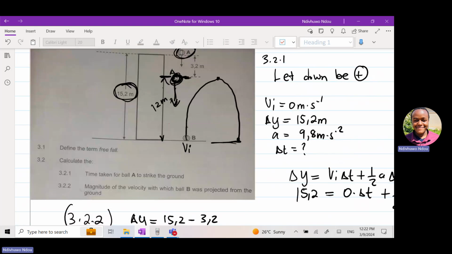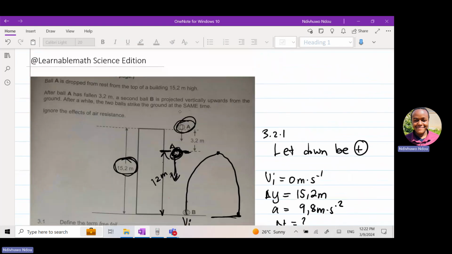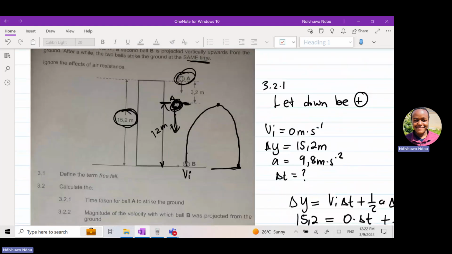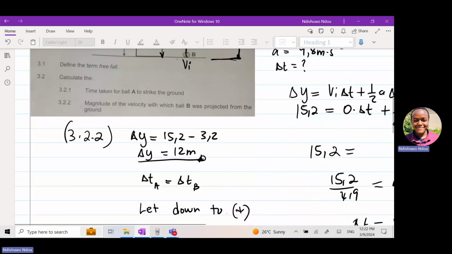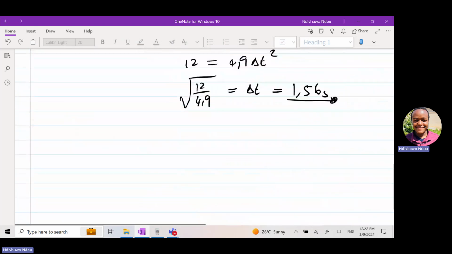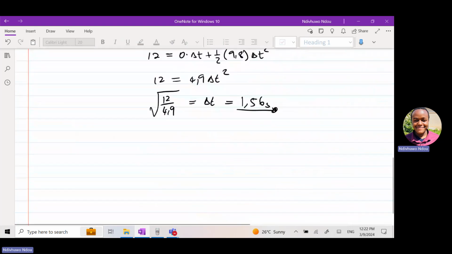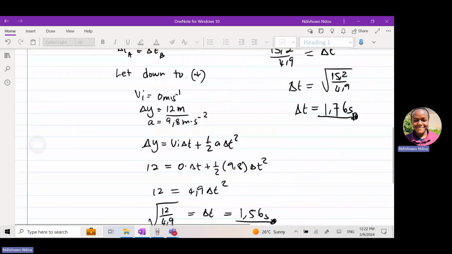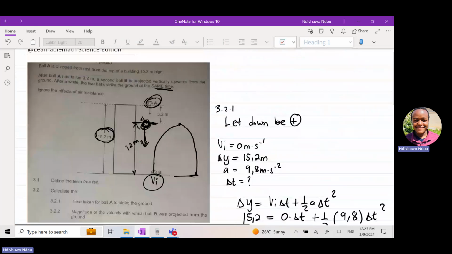And also it emphasized the statement that they strike the ground at the same time. It means that this is only possible when the time from A to the ground is the same as the entire time for ball B moving upward, going downwards. Okay, now after calculating this time, remember we want the initial velocity of ball B, right? So what we're gonna do here, guys, is only consider the half motion of ball B.